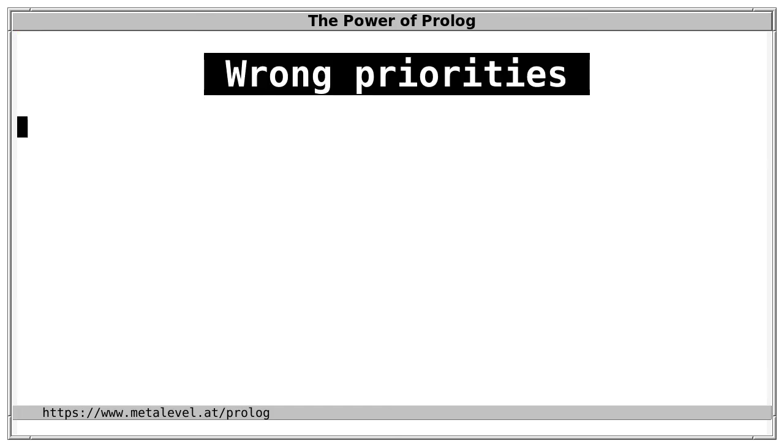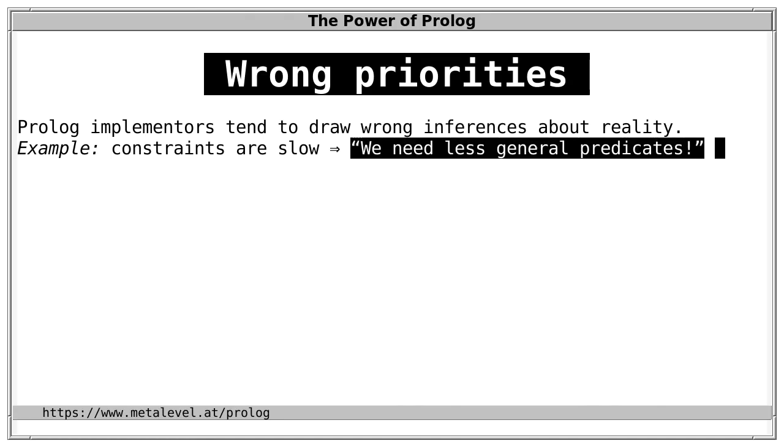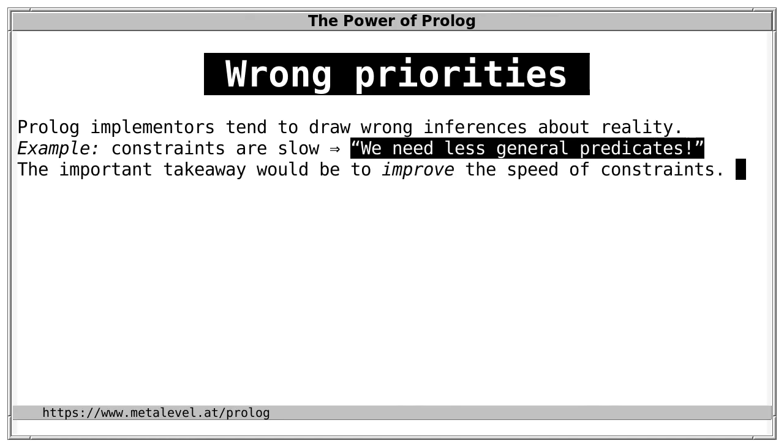And speaking about implementers, they are also prone to antipatterns, because Prolog implementers tend to draw wrong inferences about reality. For example, if constraints are slow in a system, then implementers will tend to wrongly assume that we need less general predicates too, whereas the important takeaway would be to improve the speed of constraints, for example with better interface predicates or better compilation and so on.